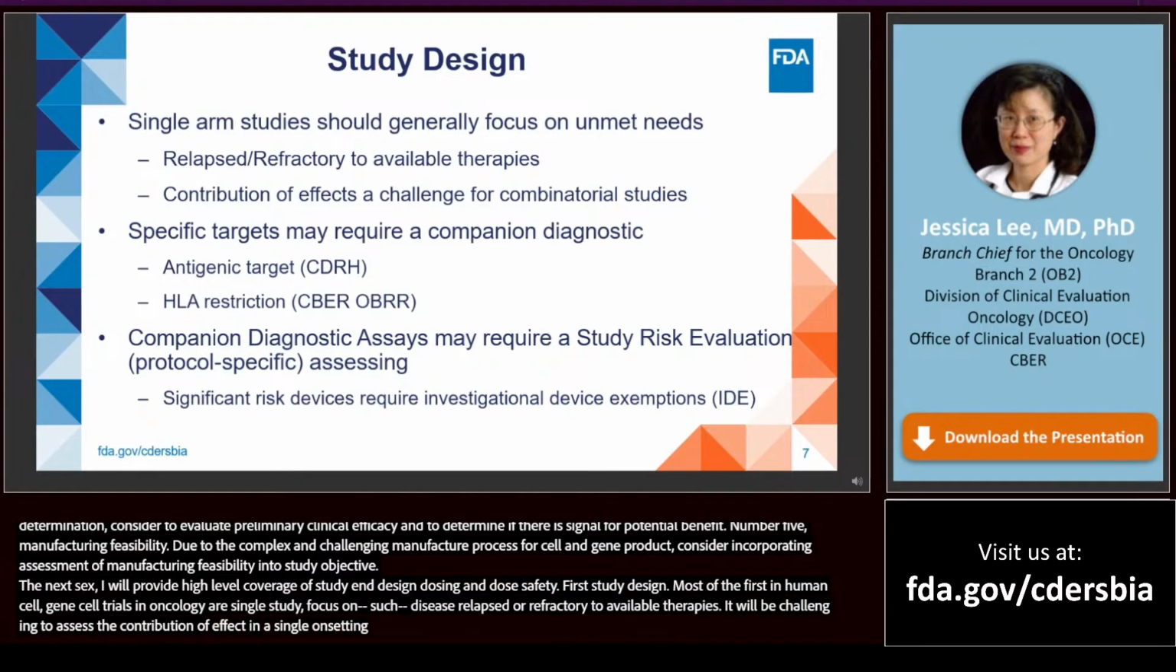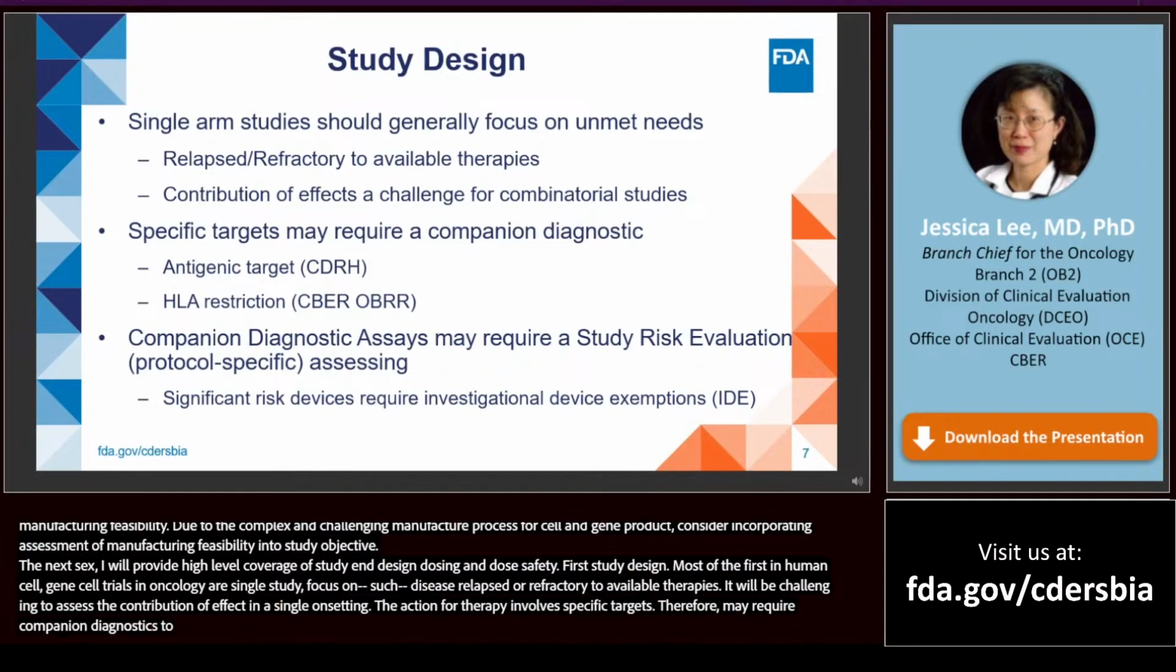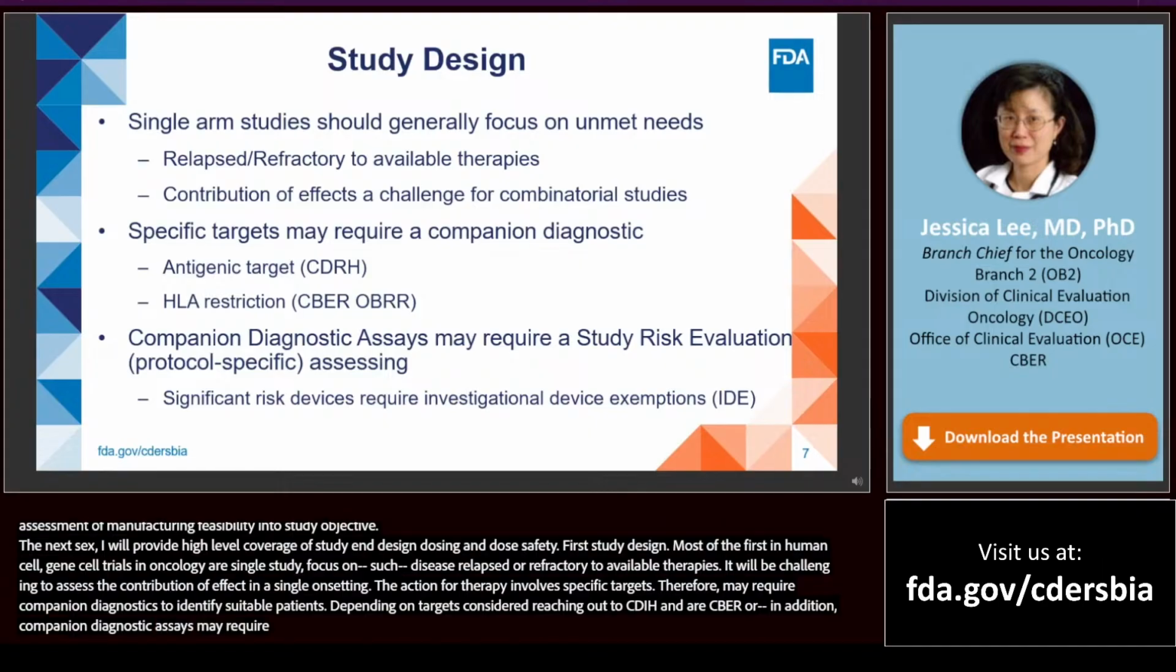The mechanism of action for cell and gene therapy often involves specific targets. Therefore, may require companion diagnostics to identify suitable patients. Depending on targets, consider reaching out to either CDRH or CBER-OBRR to validate the in vitro diagnostic assays. In addition, companion diagnostic assays may require a protocol-specific risk evaluation. For significant risk devices, IDEs are required before the study can proceed.